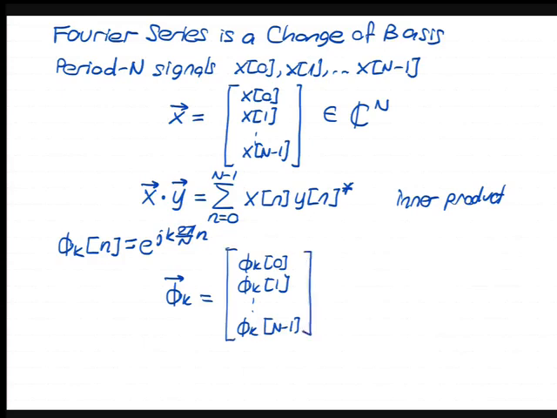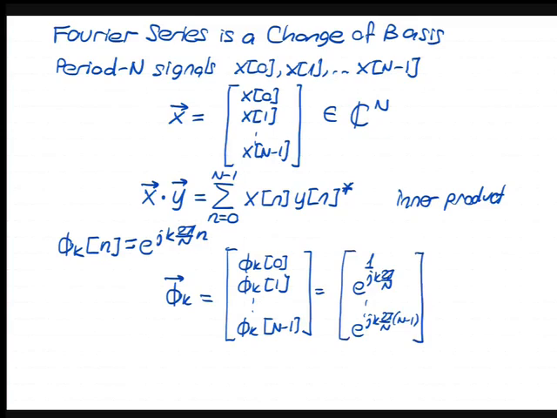Okay, so the entries are quite simple. Phi k0, no matter what k is, is equal to 1. Phi k1 is e to the j k 2 pi over n. And the last one will be e to the j k 2 pi over n times little n, in this case n minus 1. Right? So a bunch of complex numbers form this vector.